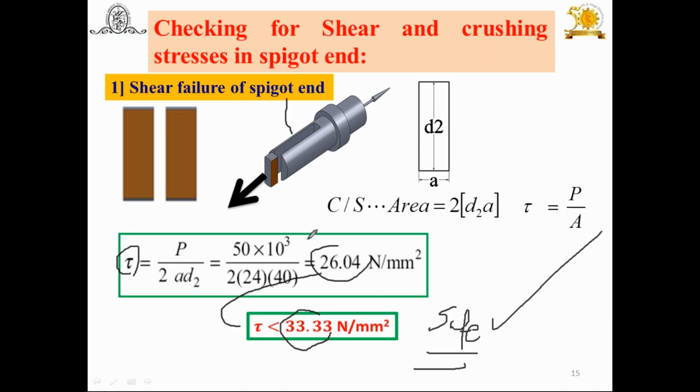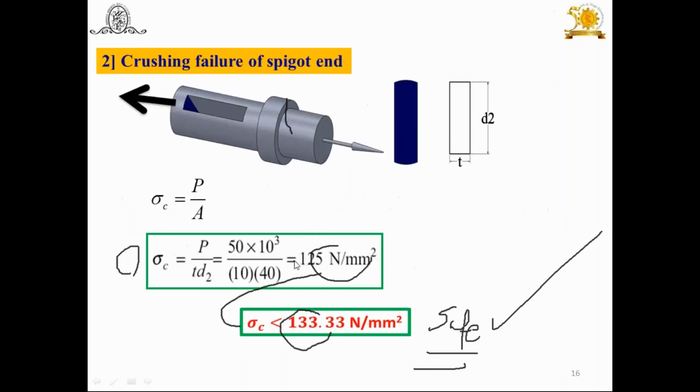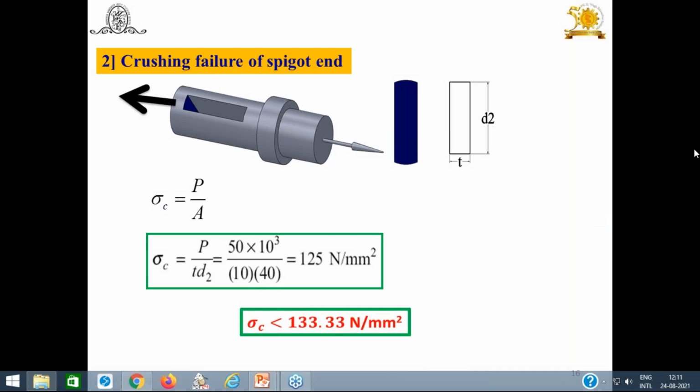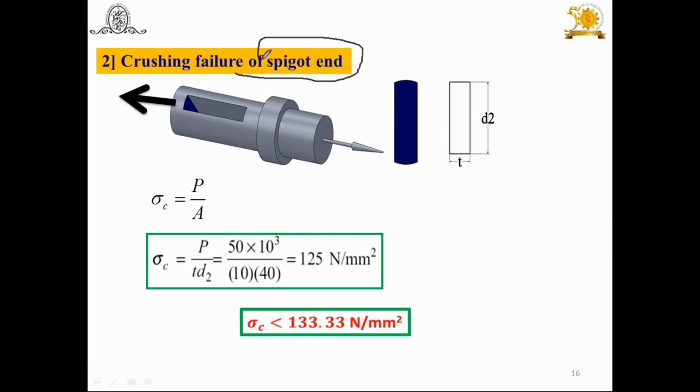Similarly, check against the crushing failure. How to check it? Let us move towards the second. That's why I have written crushing failure of the spigot. Now this is the spigot, and here is the projected area that we have to consider. If they are properly fitted, water comes in contact with this, and there may be a possibility of crushing.